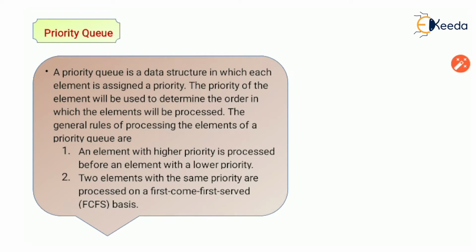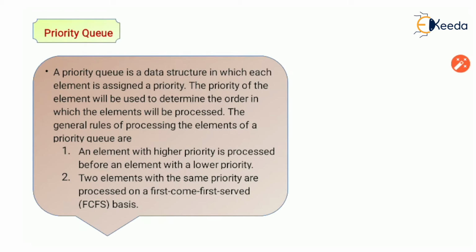The priority of the element will be used to determine the order in which the element will be processed. This is quite obvious: priority means we give more importance to one element than to a lesser element. So with the help of that, the program decides which element is served first.